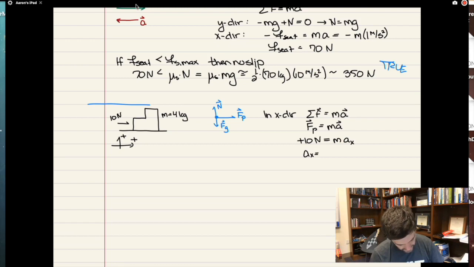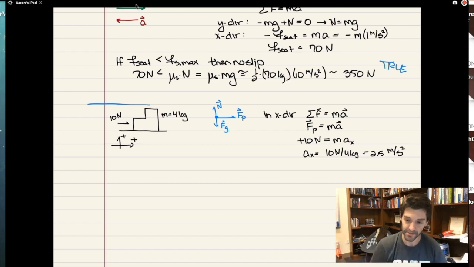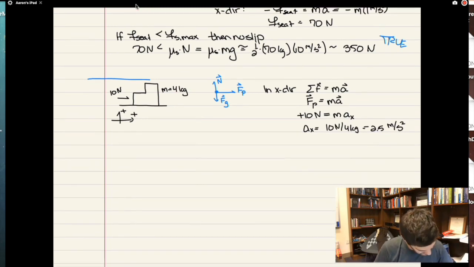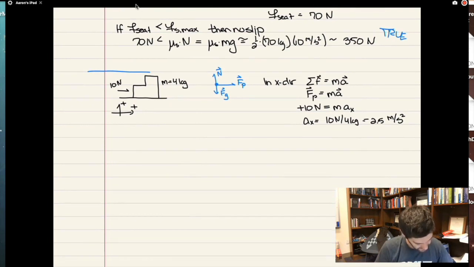This then is 10 newtons divided by 4 kilograms. 10 divided by 4 is 2.5 meters per second squared. Plus 2.5 meters per second squared. The acceleration is to the right. Probably not too surprising, and it really had nothing to do with Newton's third law. But now let's consider this.